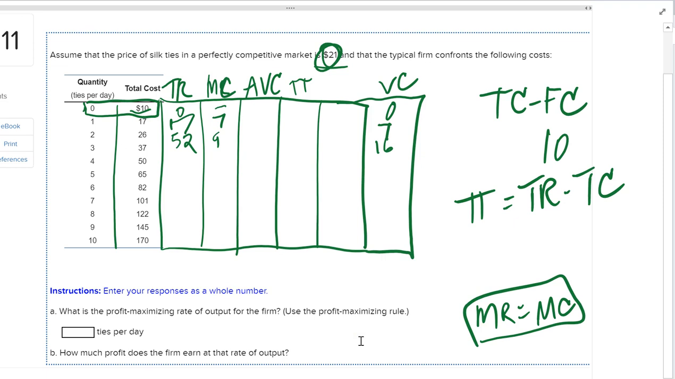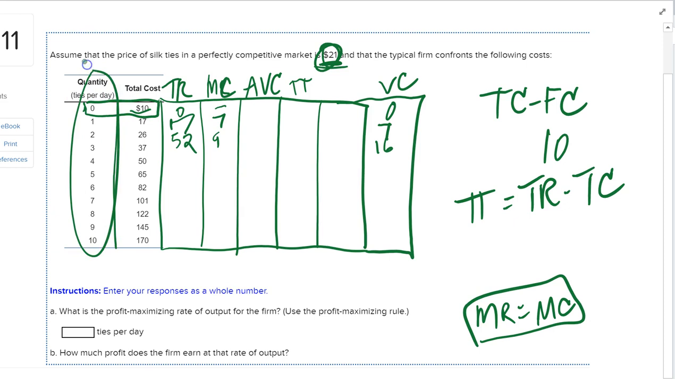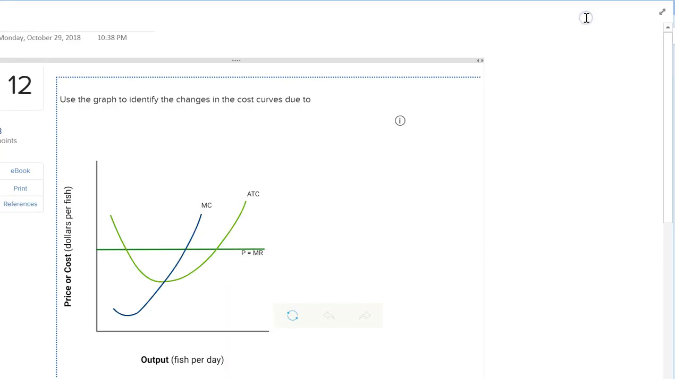So they're looking for MR equals MC. And remember, marginal revenue is 21. So you're looking at a point where your marginal cost is 21, and that's going to be your quantity output that is profit maximizing. And then how much profit earned will be the total profit at that rate of output. I'll let you work through that one, and you have the ability to check your answer and do some things. So you should do okay.